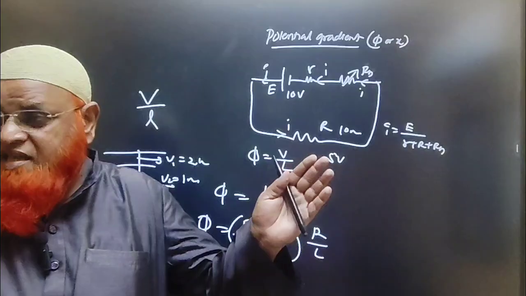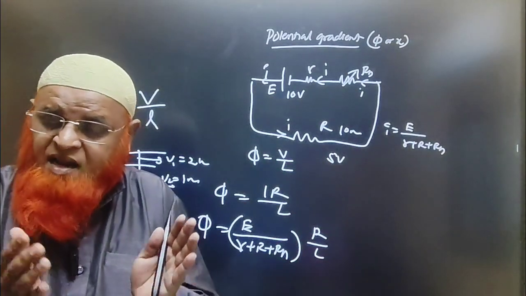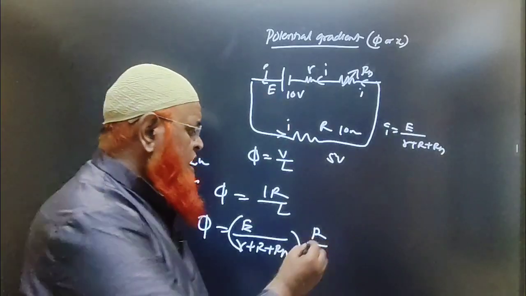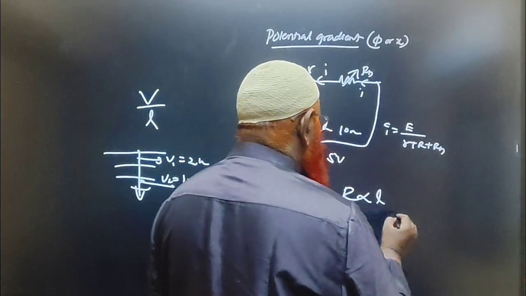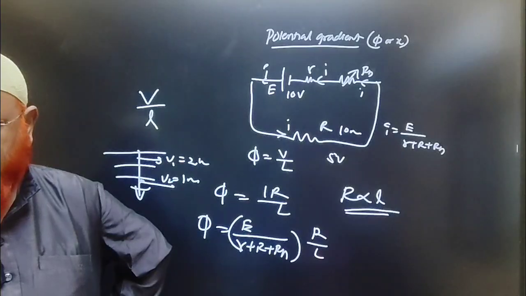See, the larger the length of a wire, the greater is the resistance. The lesser the length of a wire, the lesser is the resistance, because I told you resistance is directly proportional to length. Is it clear? So this is the concept of meter bridge and potentiometer.